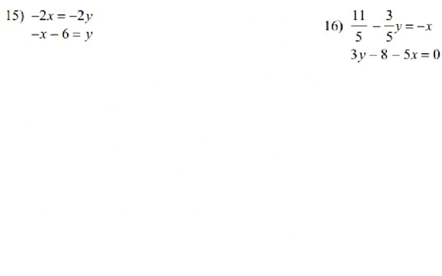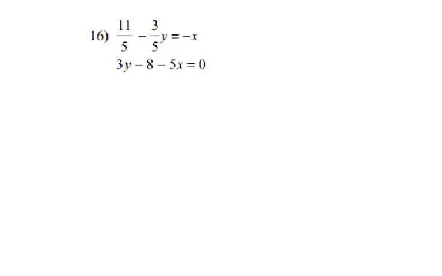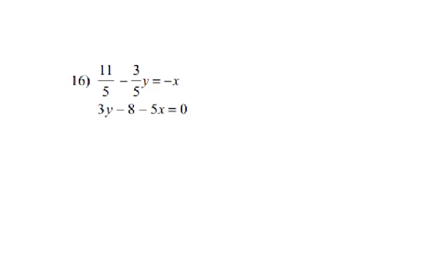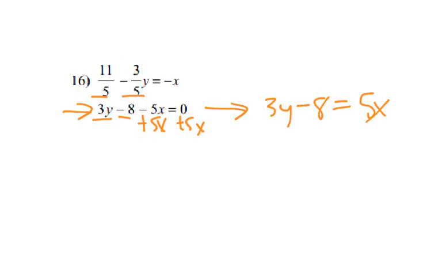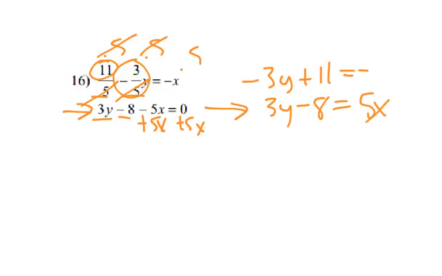Okay, so sometimes they may look like they might be a special problem, but they aren't always going to be that way. So let's start off by multiplying this one by 5. I'm also going to need to get this equation to match up. So regular number y, regular number, so add 5x to this side. So this equation becomes 3y minus 8 equals 5x. This, when we times by 5, cancels out those 5's. So we're left with the y term first, negative 3y, plus the regular number, 11, equals negative 5x.